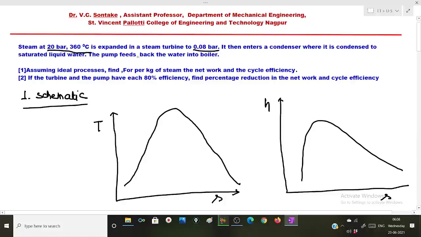Now first let us determine the condition of steam which is leaving the boiler and entering the turbine. At 20 bar, 360 degrees Celsius is the temperature of the steam. By seeing this value, it seems that the steam might be superheated steam. So assuming the given condition of the steam is superheated, now I am drawing the Rankine cycle on TS and HS diagram.